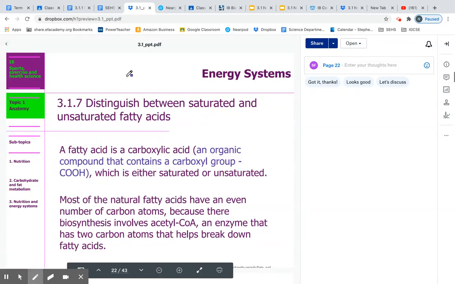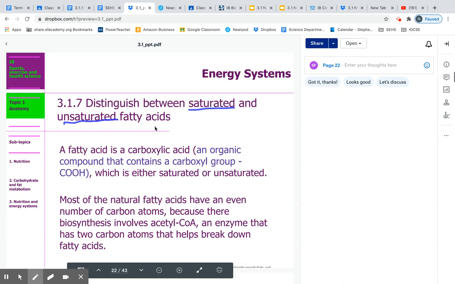3.1.7 wants us to talk about two different types of fatty acids. It says distinguish between a saturated fatty acid and an unsaturated fatty acid. You may have heard of these. You may have heard that the saturated fatty acids are bad and they're found in meats and they're a little bit unhealthier, whereas the unsaturated ones are healthier for you.